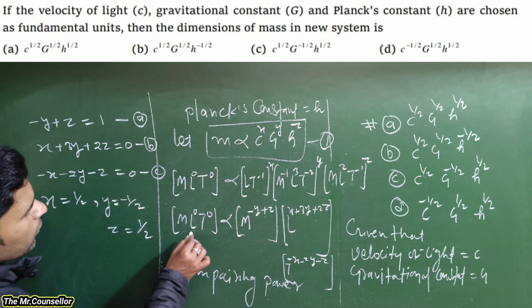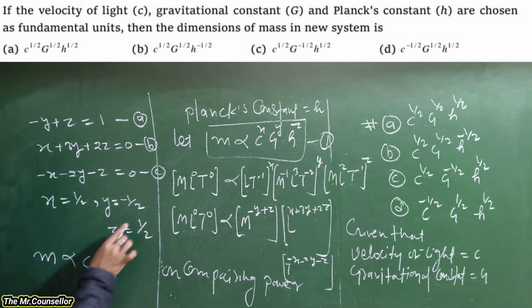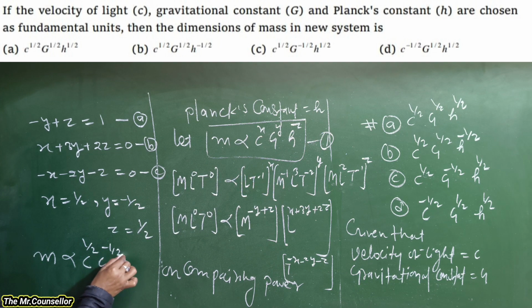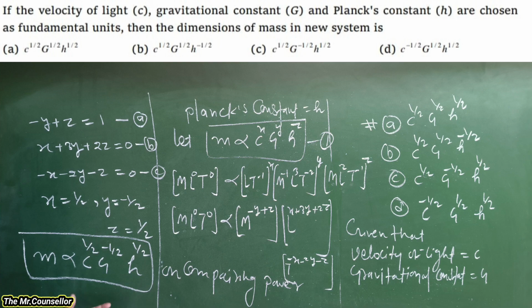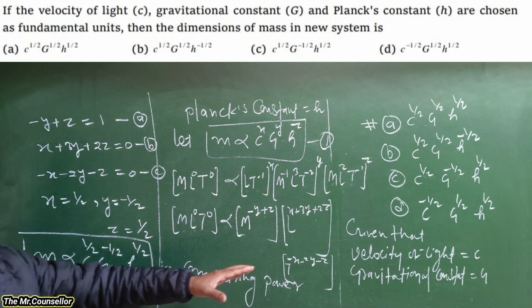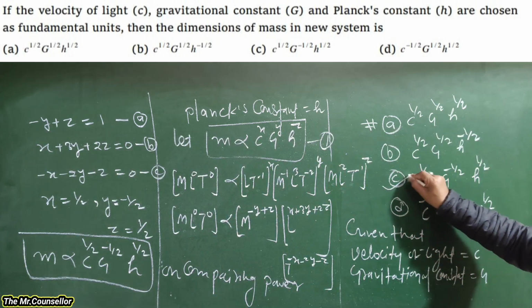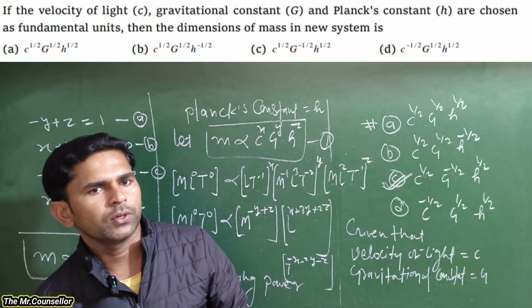So after that, if you are going to apply here, you can write here m proportional to the c power x. So x having 1 by 2, y it means g power y, so g power minus 1 by 2 and h power z, so z means 1 by 2. So it means you are getting these types of formula. It means c power this, g power this and h power this. So which option is showing correct here? So you can see that option C is the right answer of this given problem. I hope you are able to understand.